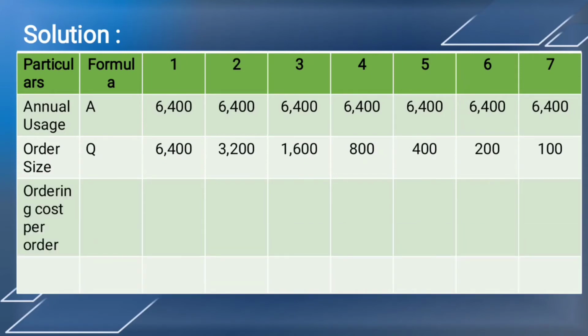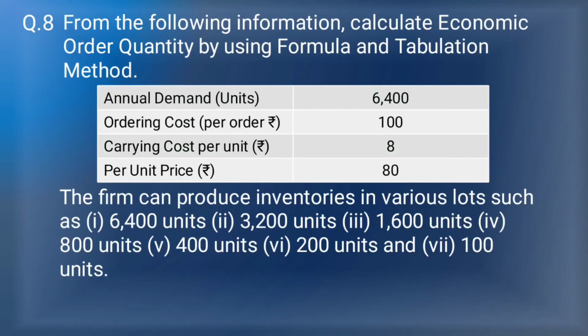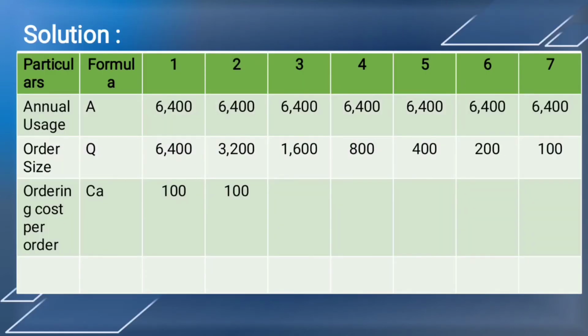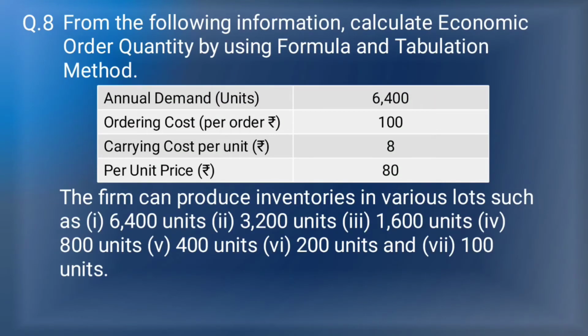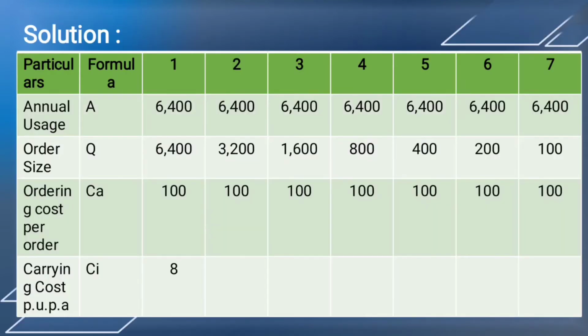Next, ordering cost per order, which is denoted as CA. So the ordering cost is rupees 100. So we'll record rupees 100 for all the 7 lots. Next, carrying cost per unit per annum, which is denoted as CI. So carrying cost per unit is given as rupees 8. So we'll record rupees 8 for all the 7 lots.